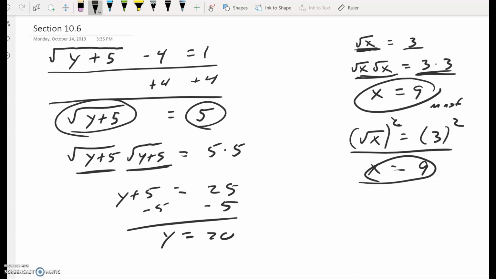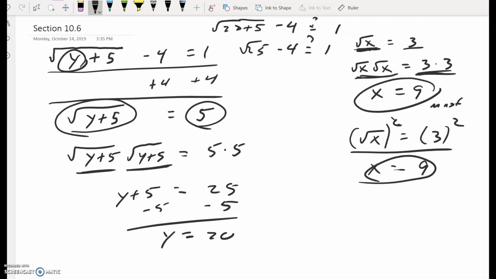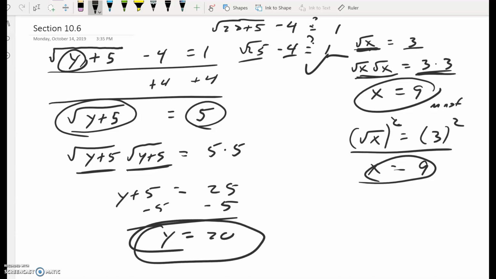There's a mandatory check, so we go back to the original problem and we put a 20 right there. So we're going to have the square root of 20 plus 5, minus 4, is supposed to equal 1. That's the square root of 25 minus 4 is supposed to equal 1. That's true because 5 take away 4 is 1. So 20 is the solution to this problem.